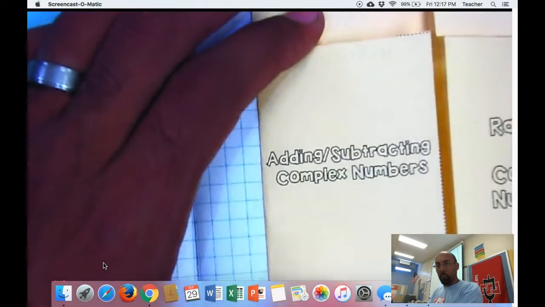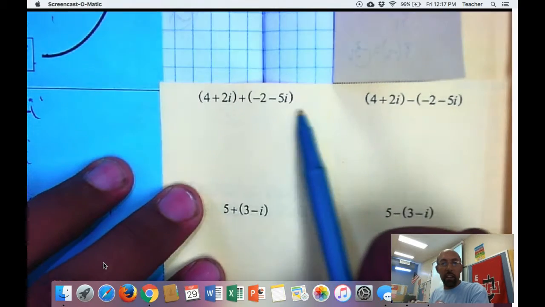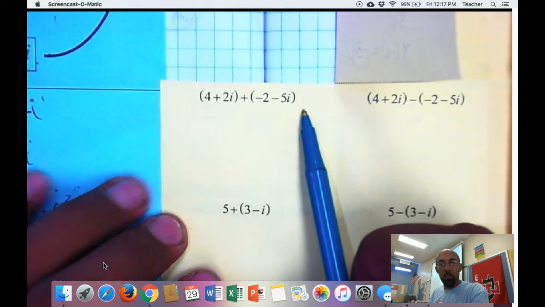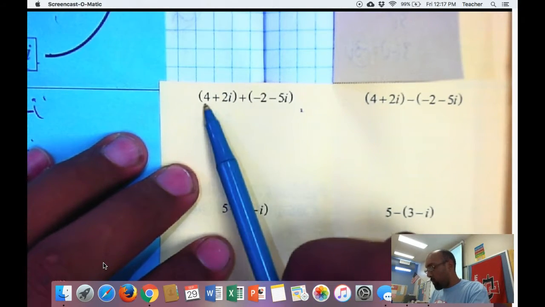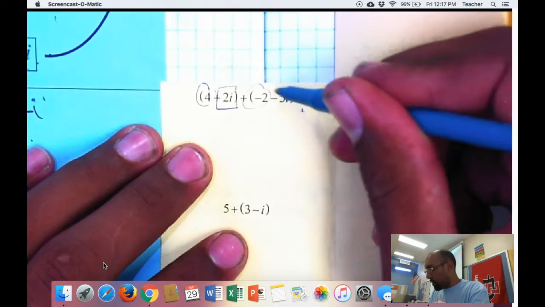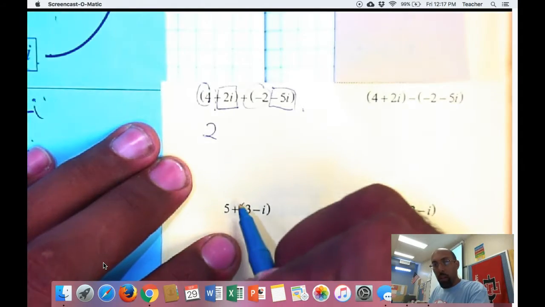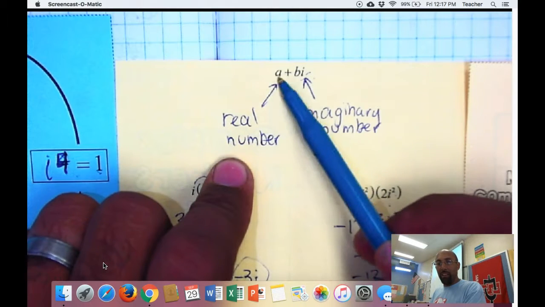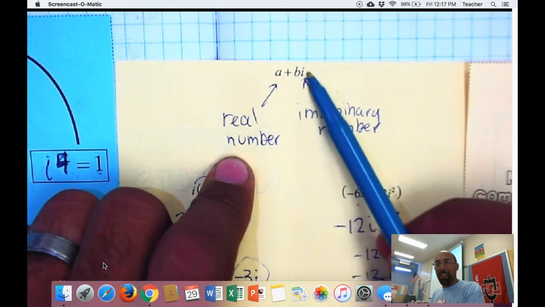All right, so now let's go down to adding and subtracting. Okay, so now all we're doing is treating these like combining like terms. So the like terms that we have here are 4 and -2, and the other like terms are 2i and -5i. Okay, so I have 4 minus 2, that's just 2. And if you remember, what I said is that the real number is a, and b is the imaginary number. Real number you always put first. Whatever number has i always goes second.